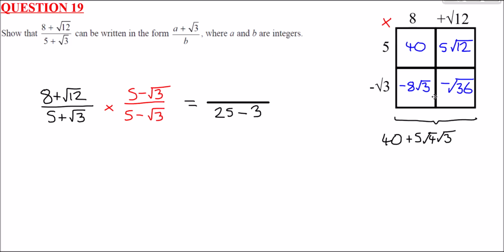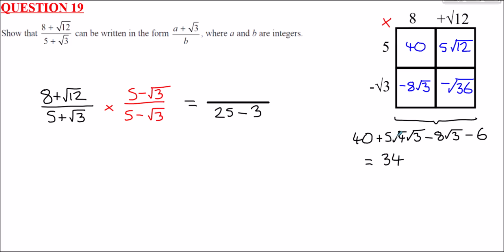Now at the bottom, I've got minus 8 root 3. Now that is in terms of root 3. Just give myself a bit more space here. So I'm going to leave that as it is, so minus 8 lots of root 3. But the square root of 36 is 6. So I can just make this simpler and say this is the same as saying it's minus 6. So getting a bit simpler now. 40 take away 6, well, I can say that's 34. So I can put 34 there.